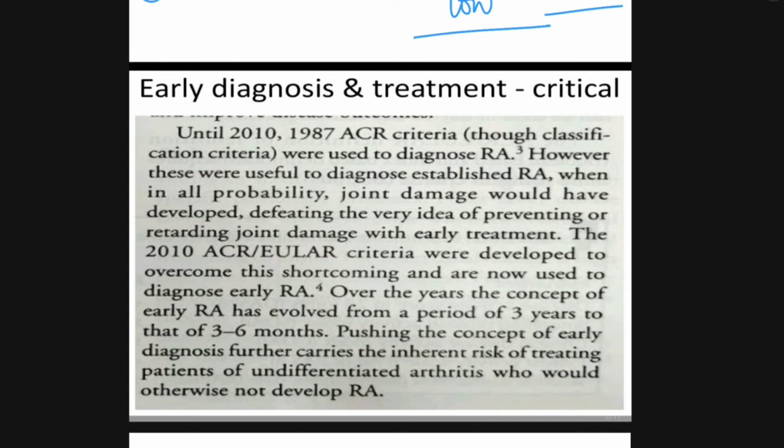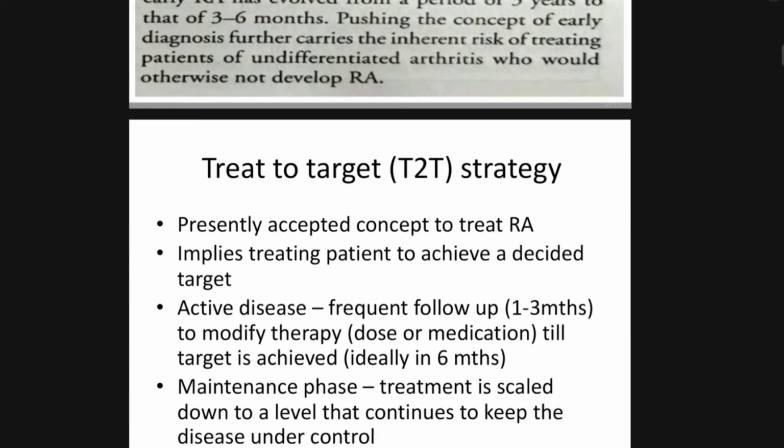Over the years, the concept of early RA has evolved from a period of 3 years to that of 3 to 6 months. Pushing this concept of early diagnosis further carries the inherent risk of treating patients with undifferentiated arthritis who would otherwise not develop RA. But there is a good rationale in the studies being conducted that the EULAR criteria have prevented damage in most of the patients, and ultimately those patients prospectively have become RA positive, even in cases of seronegative RA.